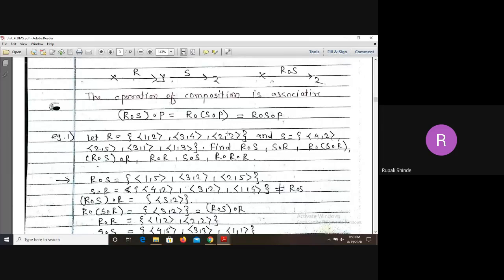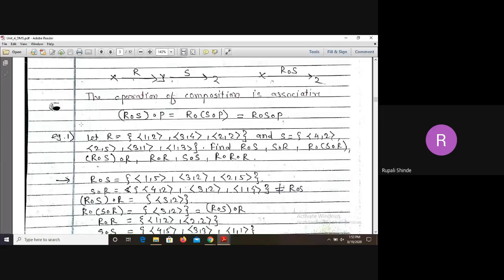Now move to the next ordered pair, that is 2, 2. Now check whether there is any ordered pair whose first element is 2 in S composition R. No, there is no such ordered pair. That's why the value for R composition S composition R is equal to ordered pair 3, 2.